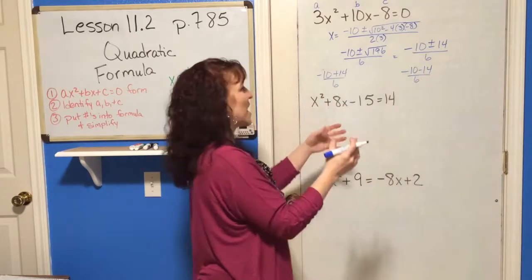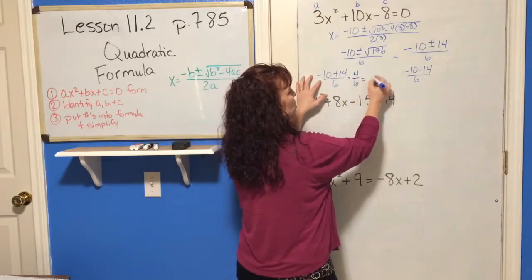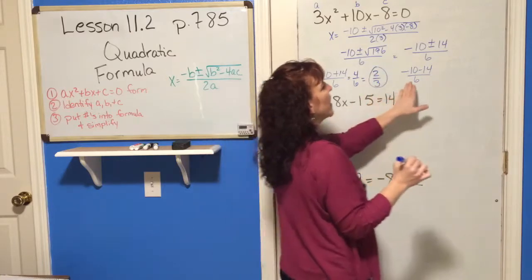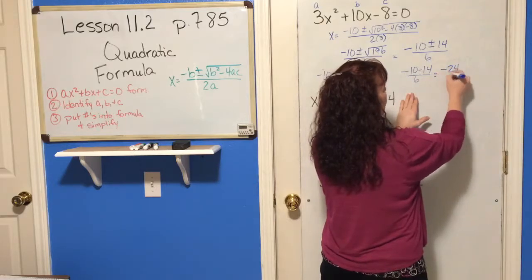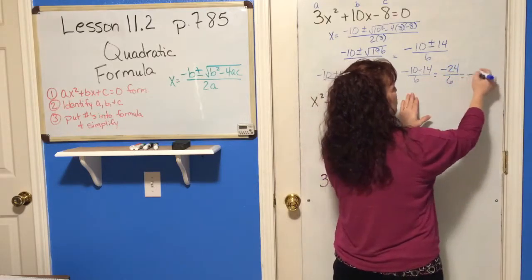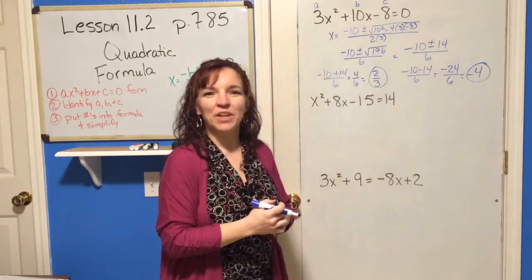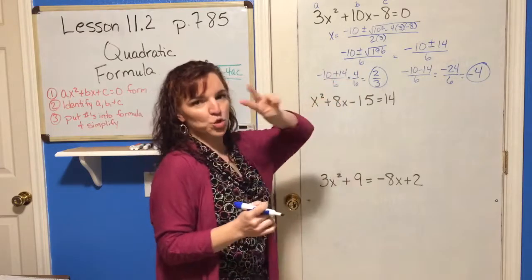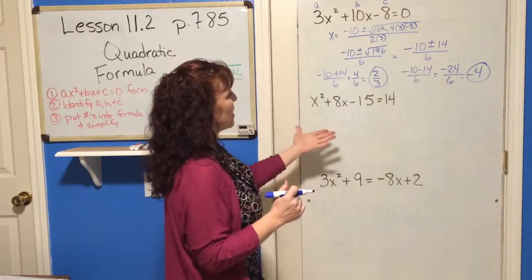So take them one at a time. Negative 10 plus 14 is 4 over 6, which reduces down to 2/3. There's one of your answers. And negative 10 minus 14 is negative 24 over 6, which reduces to negative 4. And there's your second answer. Done. All right? With a squared term, you're going to end up with 2 answers. That's just a hint.